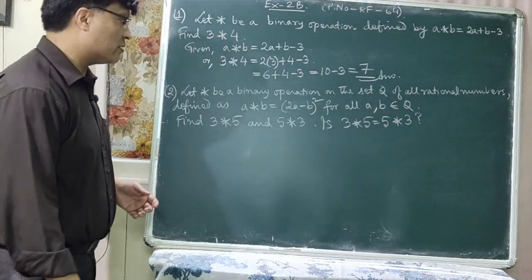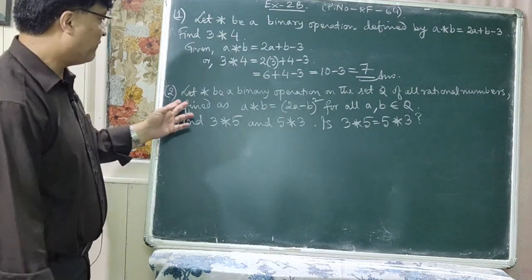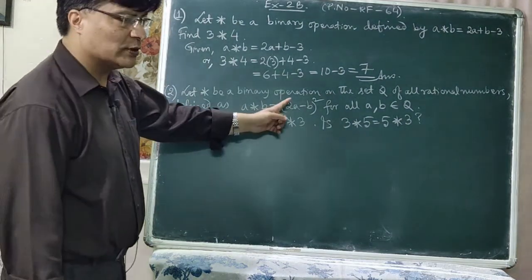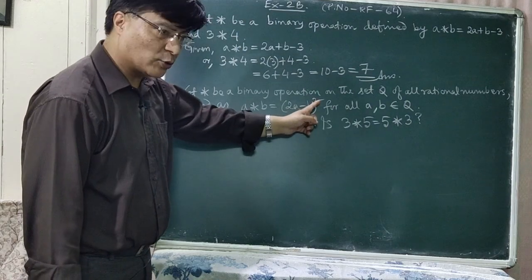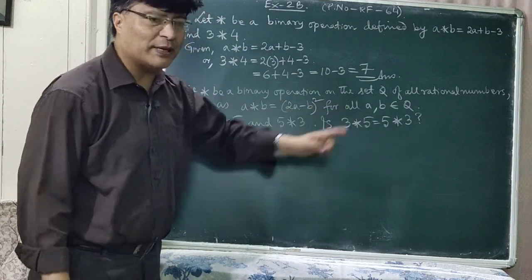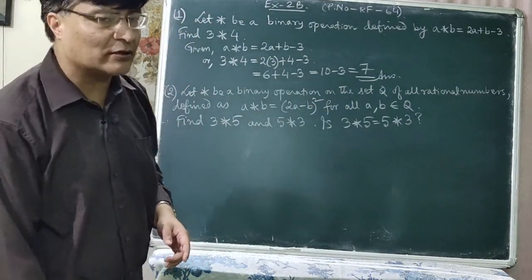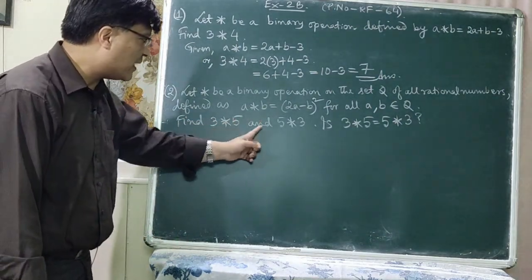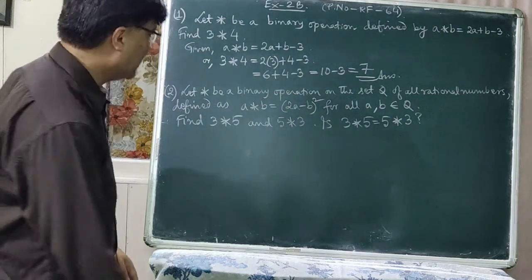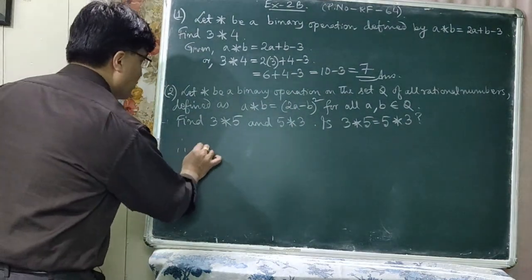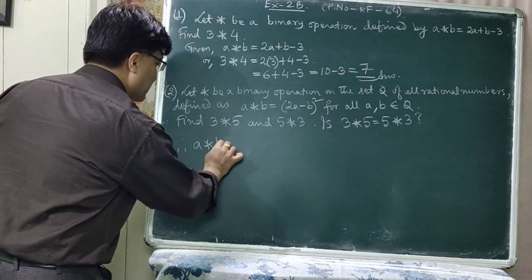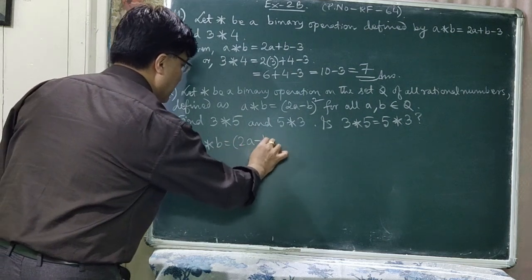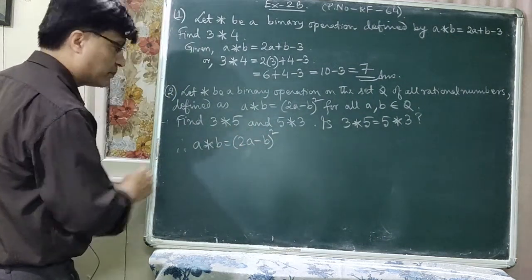You know the meaning of rational numbers, I told you. So it is defined as a star b is equal to 2a minus b whole square for all a, b belongs to the set of rational numbers. So you have to find out both 3 star 5 and 5 star 3. Okay. So therefore here a star b is equal to 2a minus b whole square.